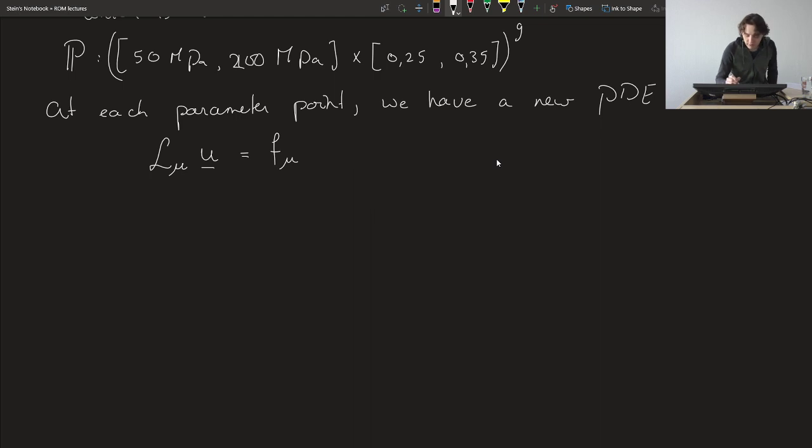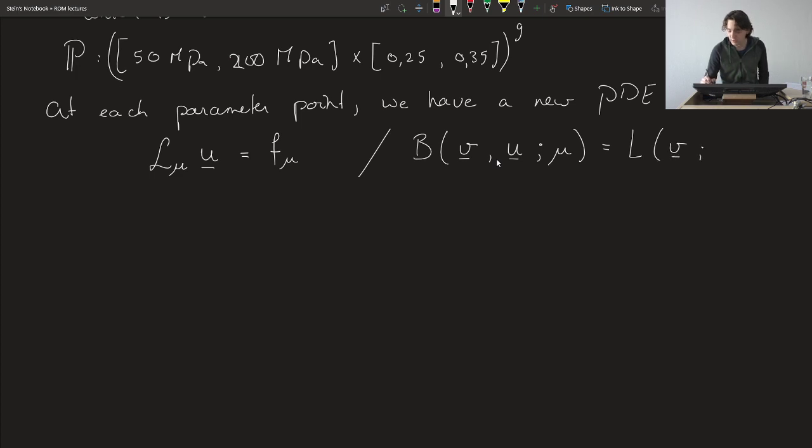Now we also said that strong forms and weak forms are equivalent. So the equivalent way of writing this is that we have some bilinear form with a test function and a solution function, and this bilinear form now depends on a parameter mu, such that that is equal to some linear form v, and also that linear form might depend on mu.